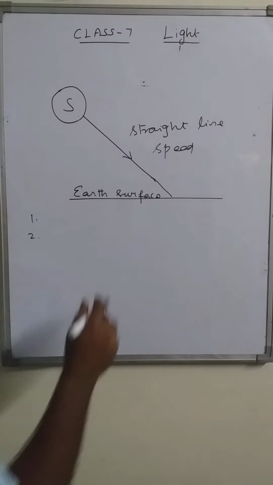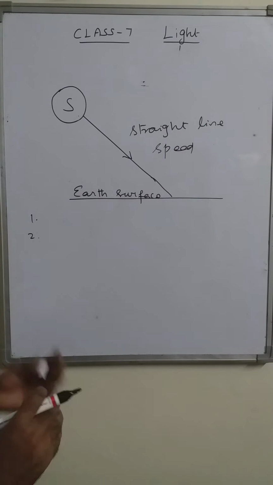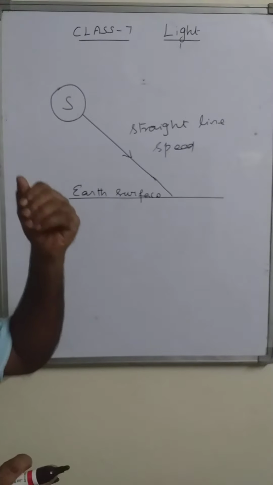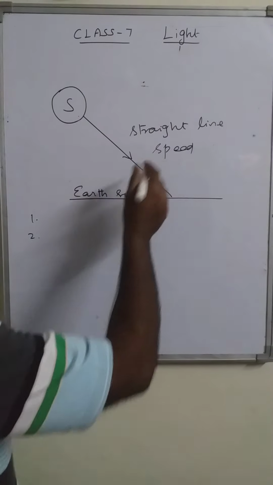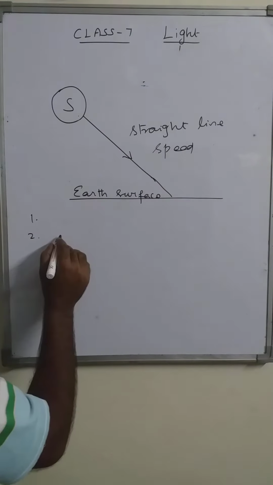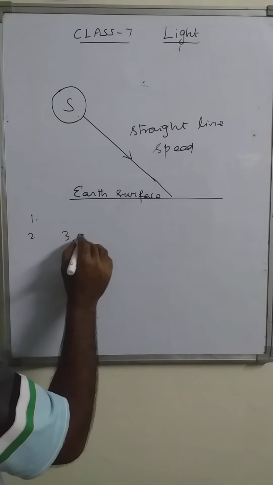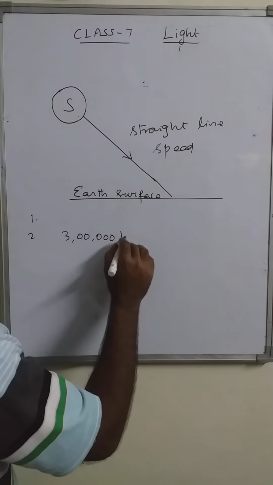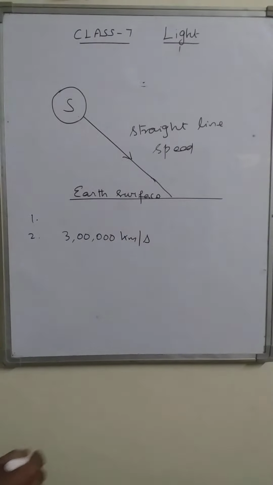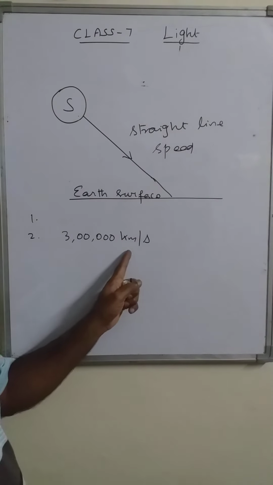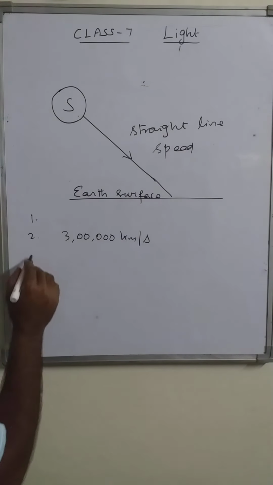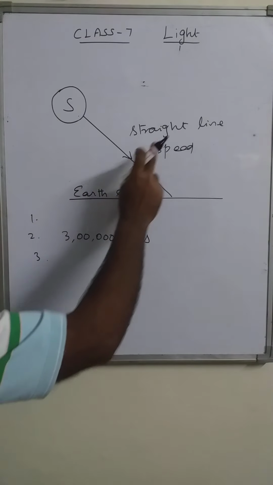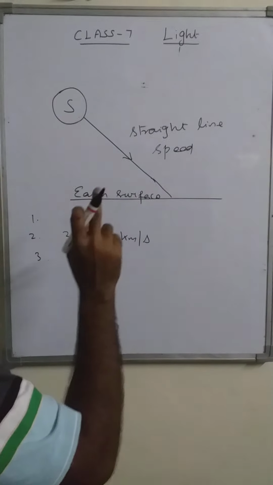Its speed is measured in vacuum. Vacuum means the space which contains no air particles, like in the outer atmosphere of Earth. In vacuum, the speed of light is maximum, that is 3 lakh kilometers per second. Just imagine that: in 1 second, it can travel 3 lakh kilometers. This is the second property. The first property: light always travels along a straight line.